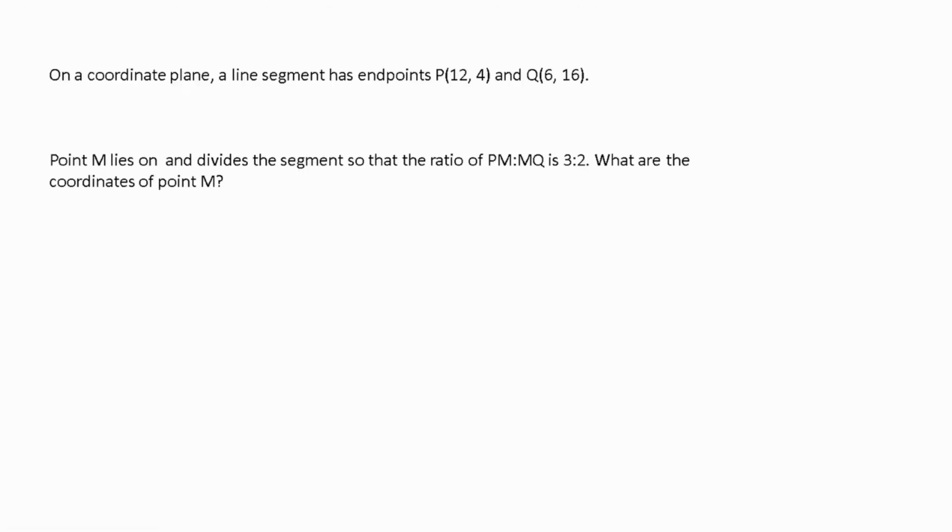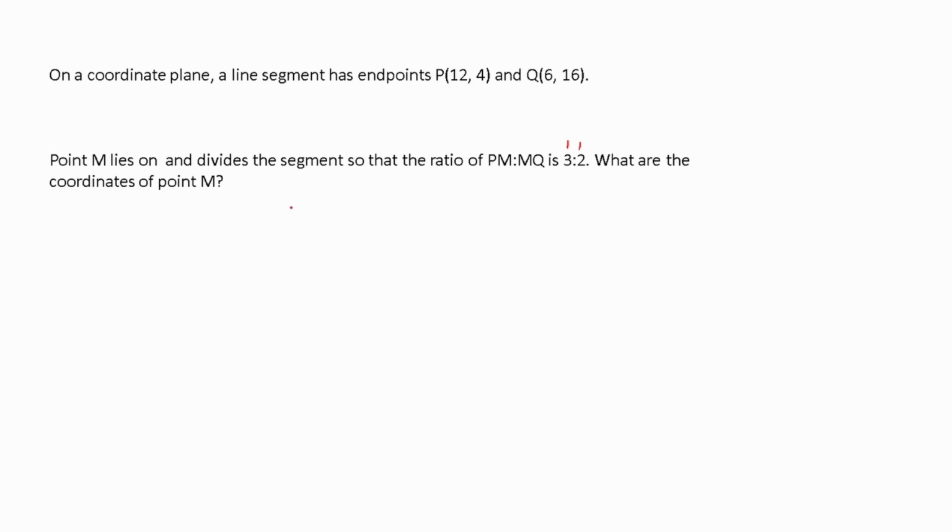All right, our next problem says on a coordinate plane, a line segment has endpoints P (12, 4) and Q (6, 16). The point M lies on and divides the line segment so the ratio of PM to MQ is 3:2. What are the coordinates of point M? So in order to do this, what we have to do is cut this up. And what we want to do is cut this line into 5 segments. Why 5? Because if we add 3 and 2, that gives us 5 total segments, right?